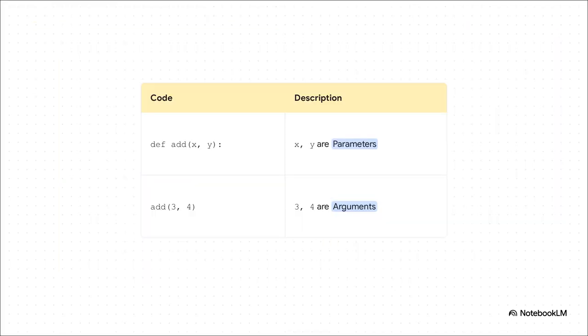Here's a perfect example to make it crystal clear. In def add(x, y), x and y are the parameters. They're just empty slots waiting for data. But when we actually call add(3, 4), the numbers 3 and 4, those are the arguments. They're the real deal, filling those slots. It's a simple distinction, but believe me, it is a critical one.